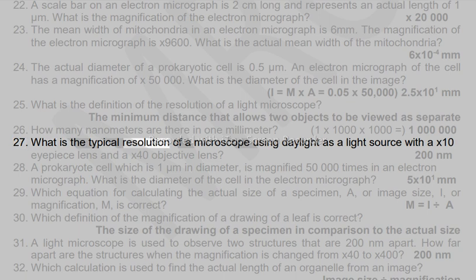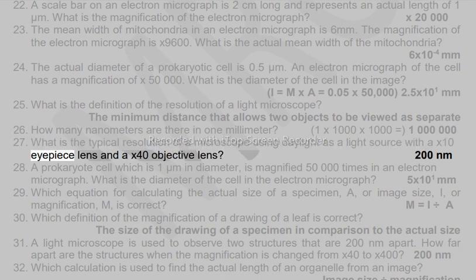27. What is the typical resolution of a microscope using daylight as a light source with a ×10 eyepiece lens and ×40 objective lens? 200 nanometers.